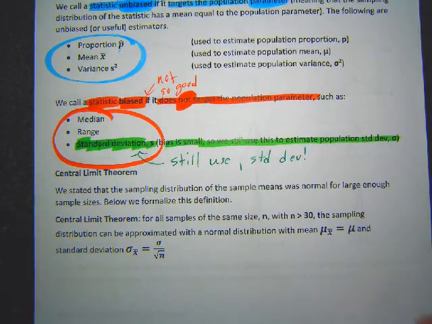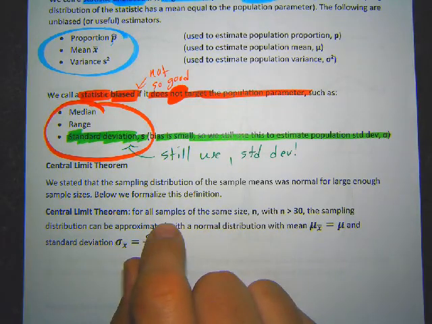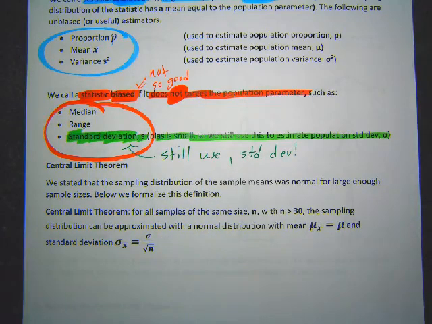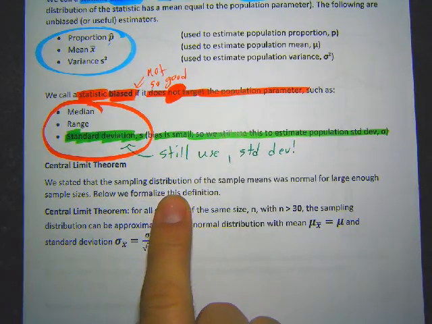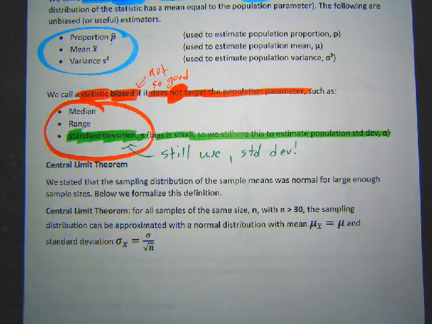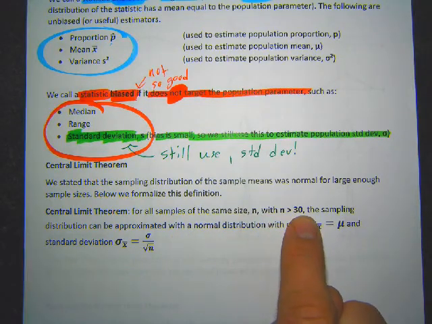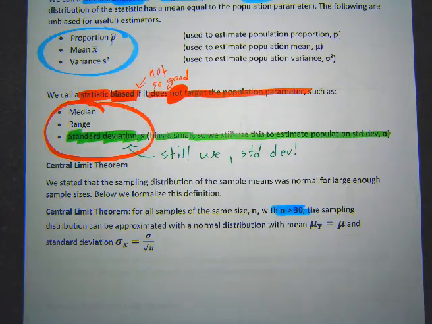Okay, so one of the most important things in this section, which we've kind of been building up to so far, is what we call the central limit theorem. We stated that the sampling distribution of the sample means was normal for large enough sample size. Now, I've used that word large enough, but I never defined what large enough is. Well, here is the central limit theorem, where it tells us what large enough means. If a sample of size n is bigger than 30, so that's actually the magic number right there, 30 is your magic number. If your sample is bigger than 30, then it's big enough, always. Any sample over 30 is big enough.